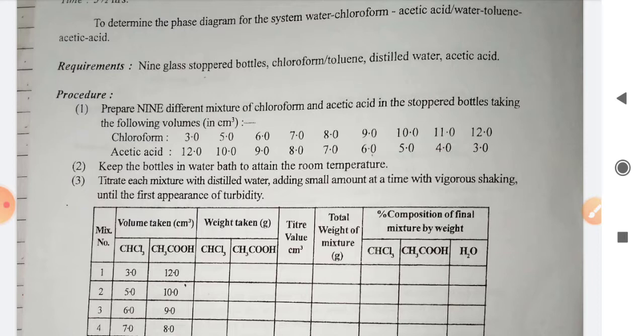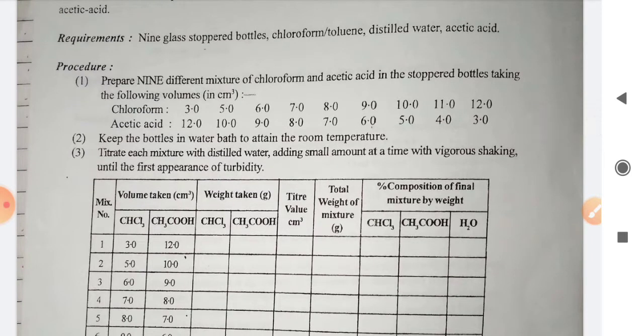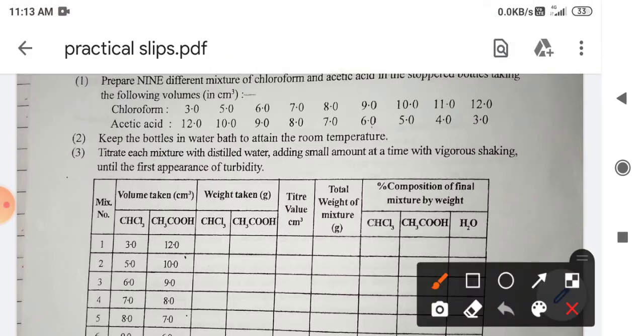Okay, now what is the procedure? We have been given 9 glass stoppered bottles, so we have to prepare 9 different mixtures of chloroform and acetic acid, and we need to titrate them against distilled water, or tap water. So prepare 9 different mixtures of chloroform and acetic acid in the glass stoppered bottles, taking the following 9 volumes. Chloroform is 3 ml, 5 ml, 6 ml, 7 ml, and so on up to 12 ml in the glass stoppered bottle, and within the same bottle we add acetic acid in decreasing amounts, that is 12, 10, 9, 8, 7, and so on up to 3 ml.